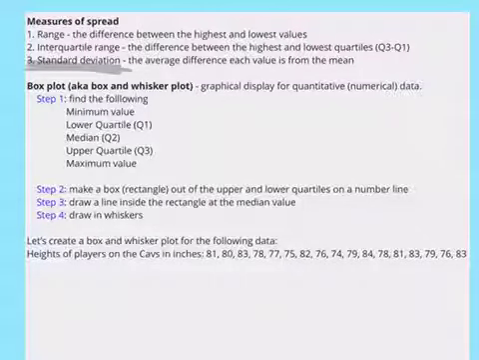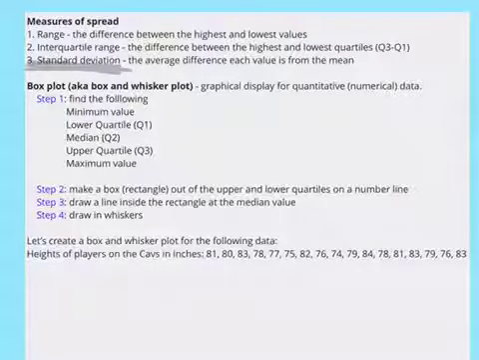So to take a look at the idea of spread, we're going to take a look at a graphical display, which is called a box plot. And this display is used to graph quantitative data, and it really gives you a good view of spread, whether we're talking about the range or the interquartile range.